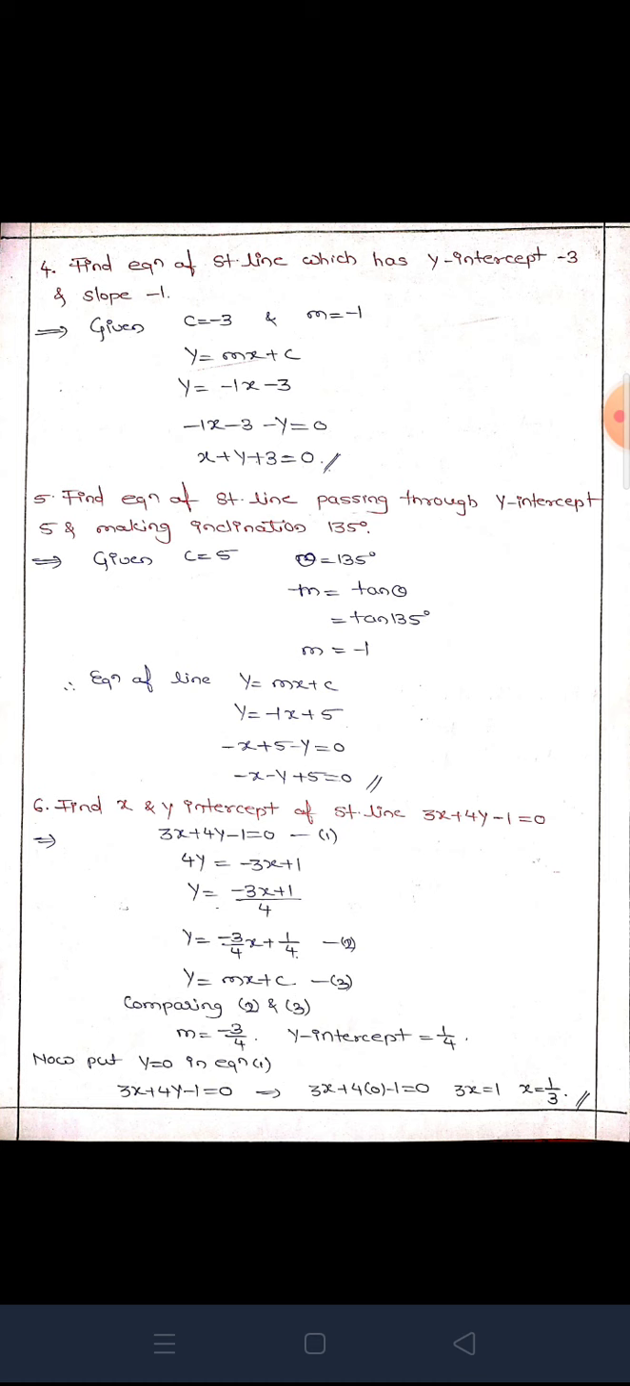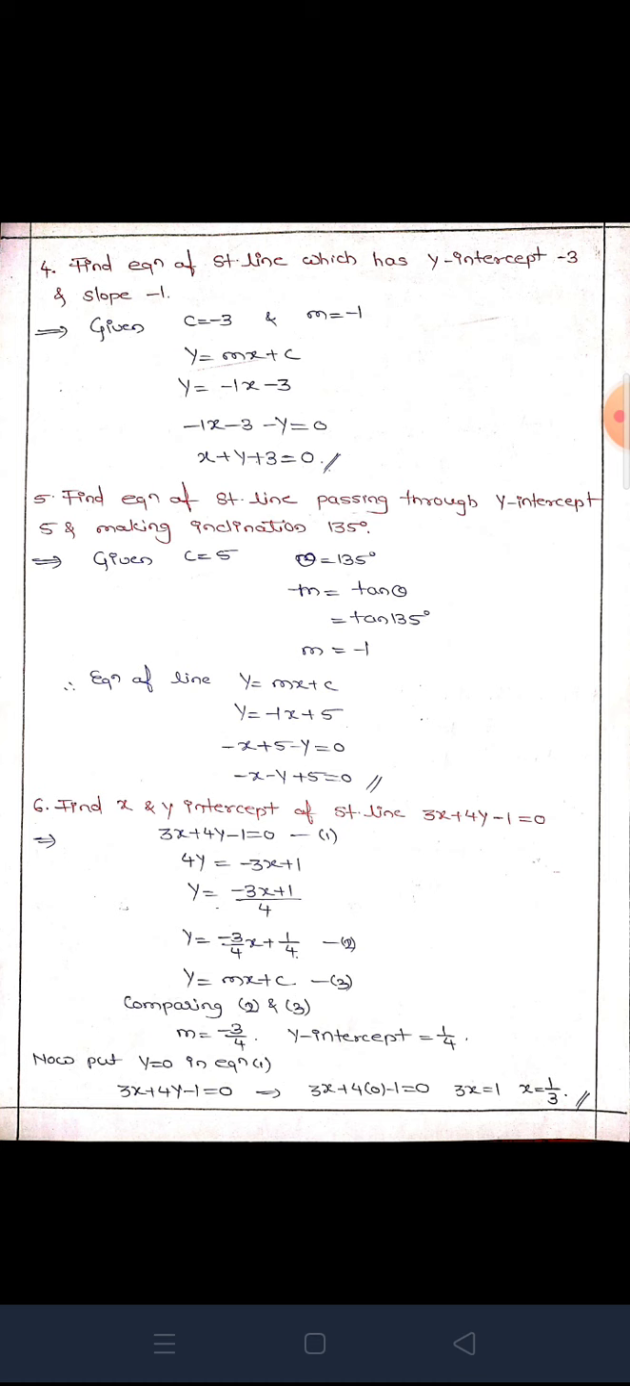Next, last one. Find the x and y intercept of the straight line 3x plus 4y minus 1 is equal to 0. Note the question as it is: 3x plus 4y minus 1 is equal to 0. Then 4y is equal to, now shift 3x to that side, because the equation of a straight line we have as y is equal to mx plus c. So 4y is equal to minus 3x plus 1.